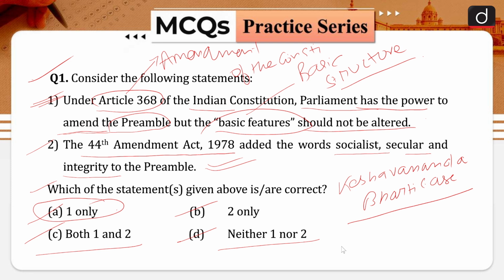If you remember the Berubari Union case, in this case the Supreme Court recognized the significance of the preamble, but held that it is not a part of our Indian Constitution. Then came the Kesavananda Bharti judgment, in which the Supreme Court reversed the judgment of the Berubari Union case and held that the preamble is part of the Constitution and it can be amended, but the basic features or the basic structure of our Indian Constitution cannot be altered.